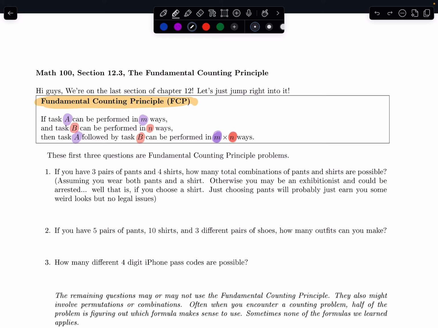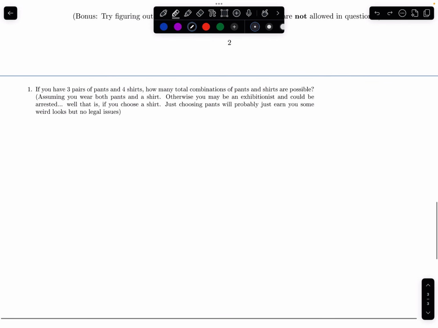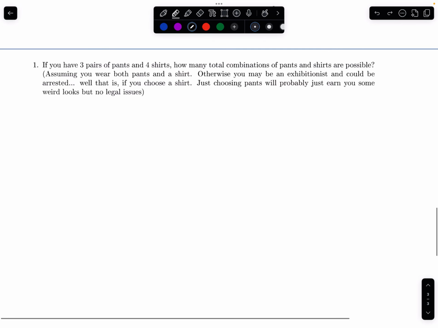We're not choosing a smaller group from a larger group, because that's what we mean when we say nCr, the combination formula. In this case, we have 3 pairs of pants and 4 shirts, and we want to know how many ways we can combine those two things. Here's a picture for what's happening, and this is really the fundamental picture of the fundamental counting principle.